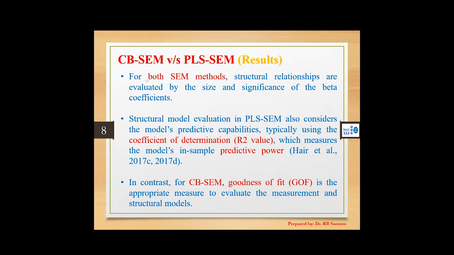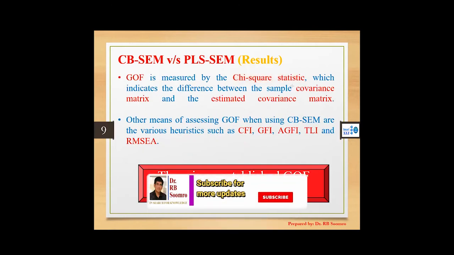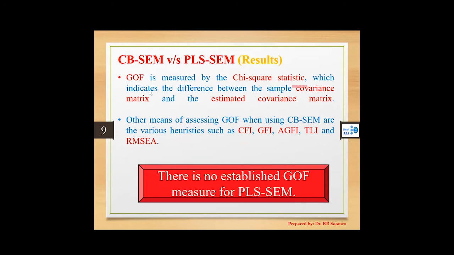Goodness of fit is measured by the chi-square. We measure it by applying chi-square statistics, which indicates the difference between the covariance matrix and the estimated covariance matrix.